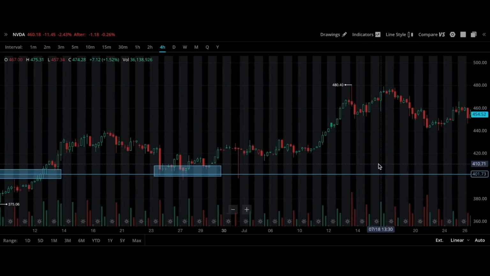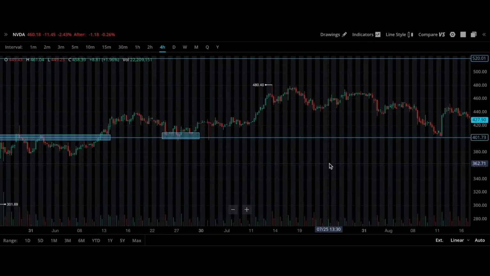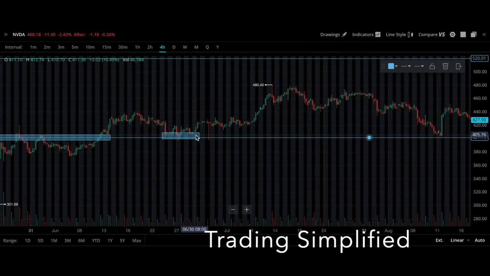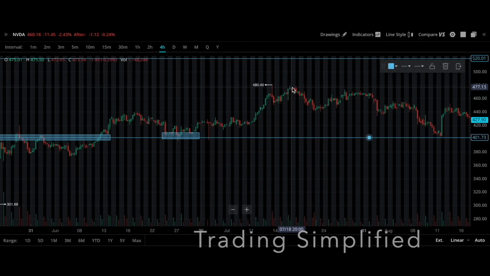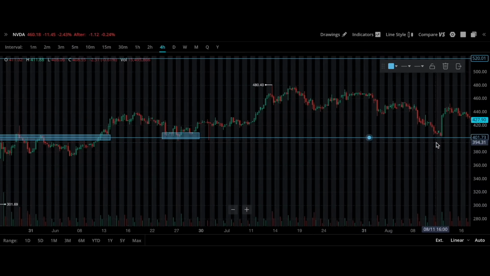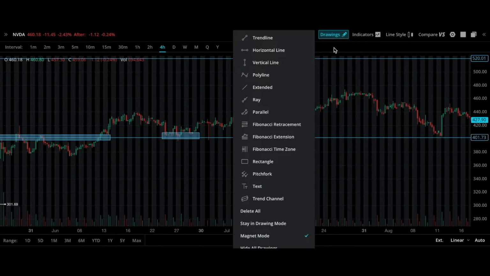And as we keep going back down, you can start to map out the levels. So we were just calling out this resistance to support, and it went all the way up to 480, and it came crashing back down. And where does it bounce? Right at the 400 level. Why is it bouncing there?